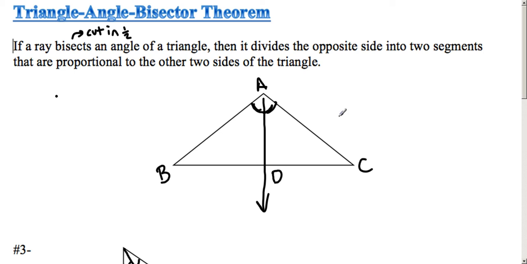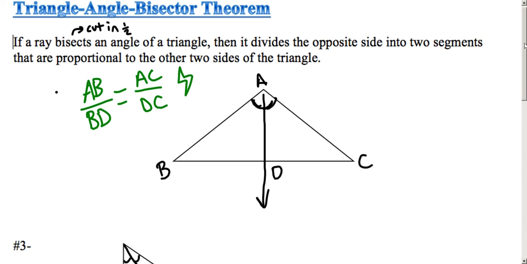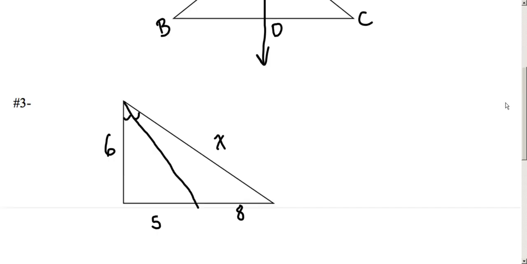And this theorem is saying that we can set up a proportion that says that this side AB to this side BD, okay, so similar to the last one, the two sides on the left is proportional to the two sides on the right. So AC to DC. So these two theorems are going to help us to solve some missing parts of triangles. All right, so let's look at an example.